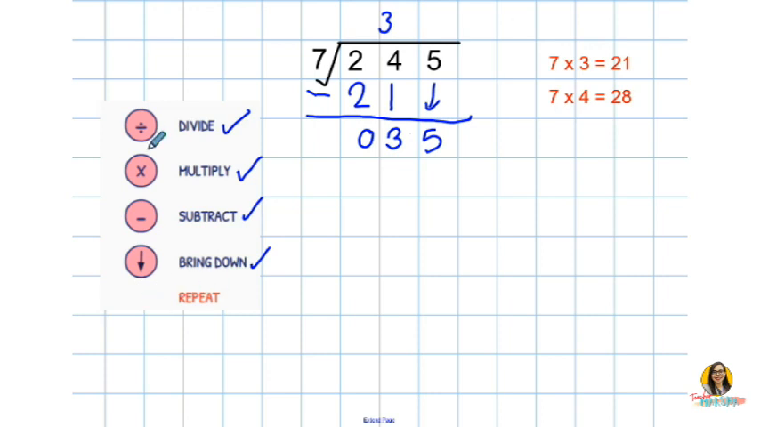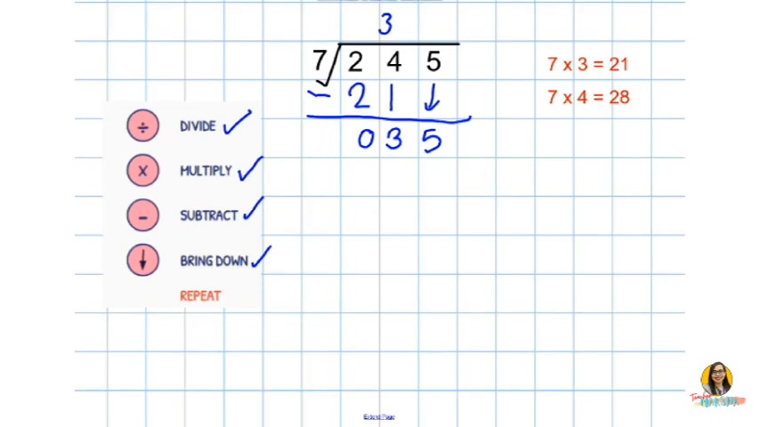We're going back to the first step again, which is divide. So we're going to divide 35 by 7. How many groups of 7 are there in 35? In the 7 times table, we know that 7 times 5 is equal to 35. So there are 5 groups of 7 in 35. So 35 divided by 7, we will be able to get 5.